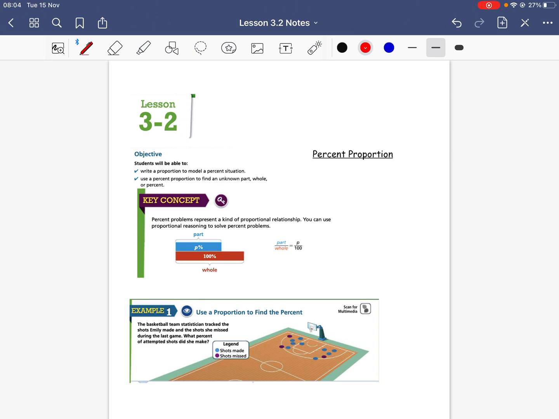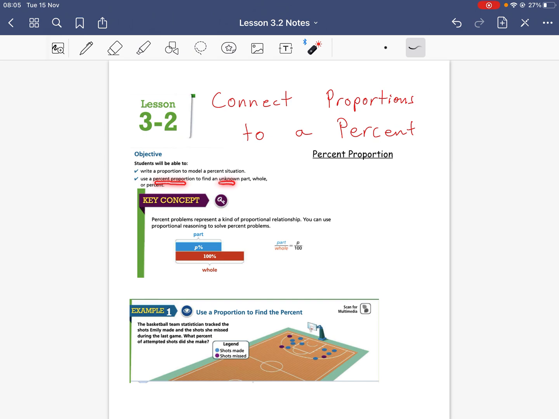So this lesson, we're going to be looking at how to connect proportions to a percent. So that is the title for this lesson. We're going to be able to write a proportion to model percent situations, and we're going to use percent proportions to find an unknown part, a whole, or a percent. So that's one of those three parts that we don't know, one of the three missing numbers.